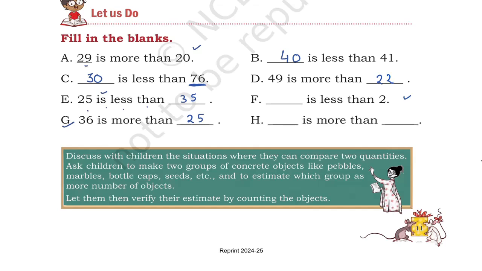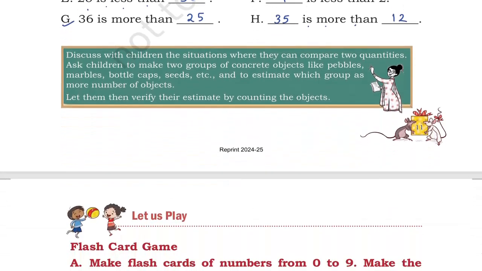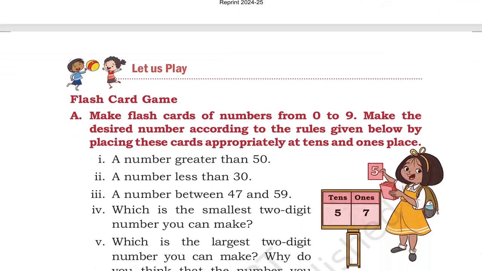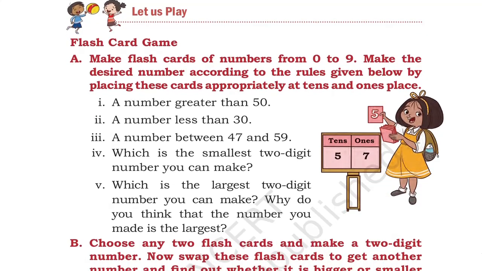Now this is very nice. Either it can be 0 or it can be 1. So I'll say 1 is less than 2. Dash is more than. Anything you can write here. Anything you can write. 35 is more than 12. I love it when we have to make our own questions like this. It's absolutely amazing, right?